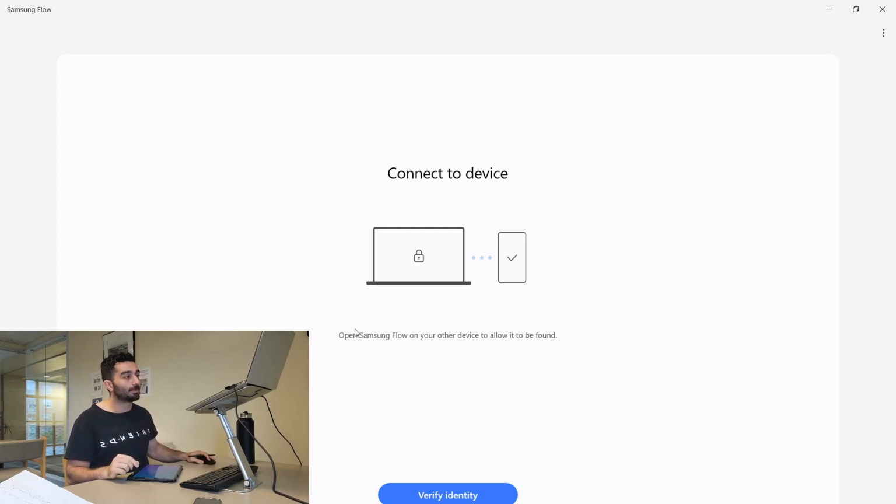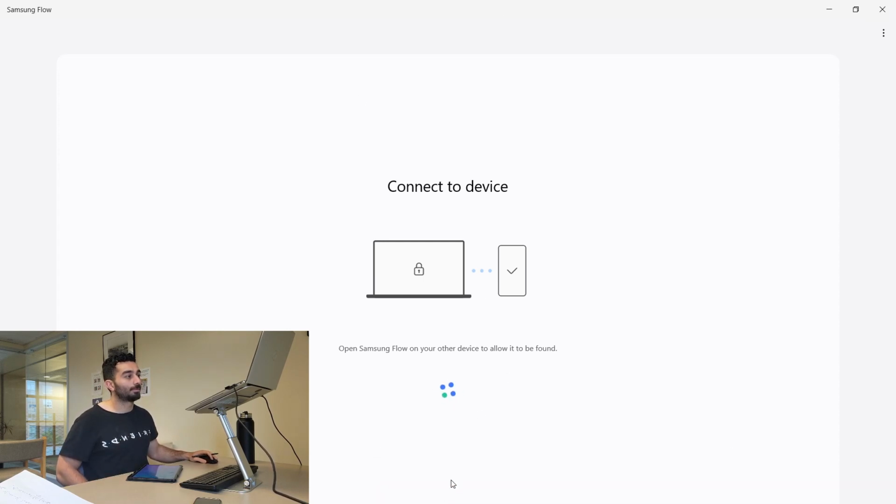Why is the mouse like this? It's not good. Anyways, I hope it gets back. Okay, good.